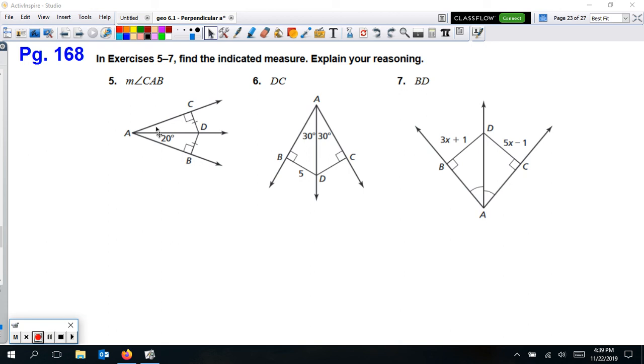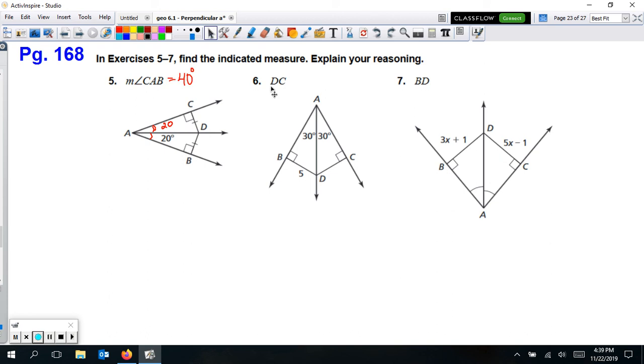So if that's true, then if this is an angle bisector, that means these two angles are the same, they are congruent, which means this side is also 20. And that means that we're going to add those up with angle addition, because we're adding it for both angles. So that's 40 degrees for CAB.